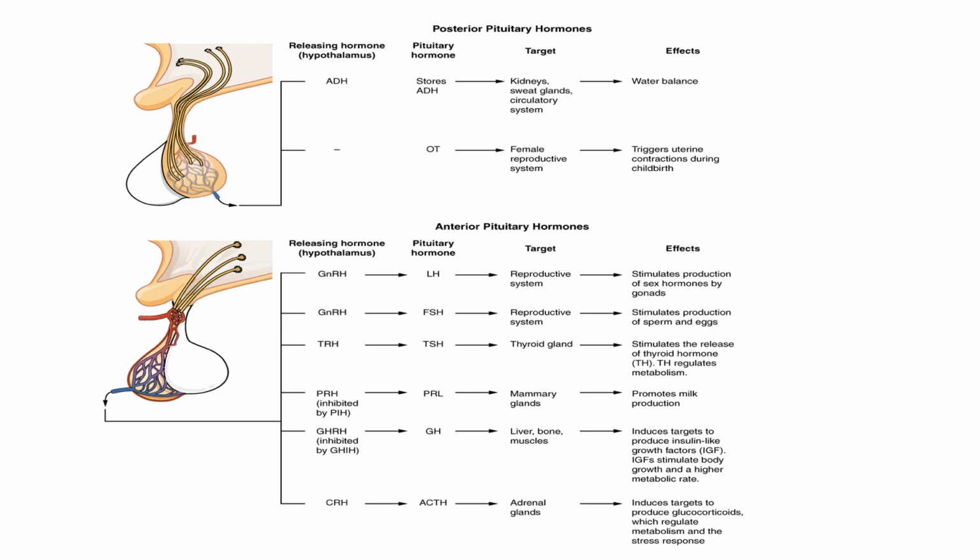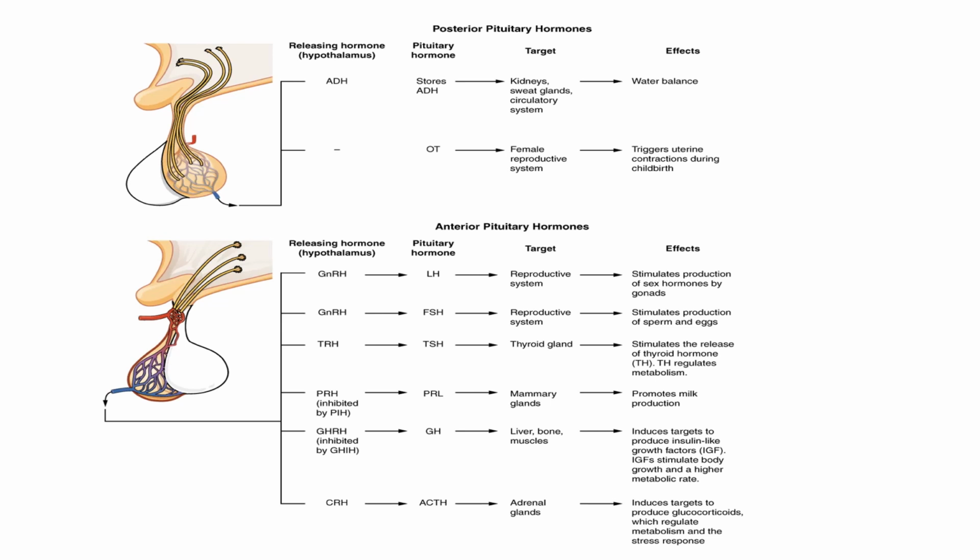Then we have the thyroid releasing hormone. This again is released from the hypothalamus. It targets the thyroid stimulating hormone in the pituitary gland. The target organ or gland here is the thyroid gland. It stimulates the release of thyroid hormones, which help regulate metabolism.